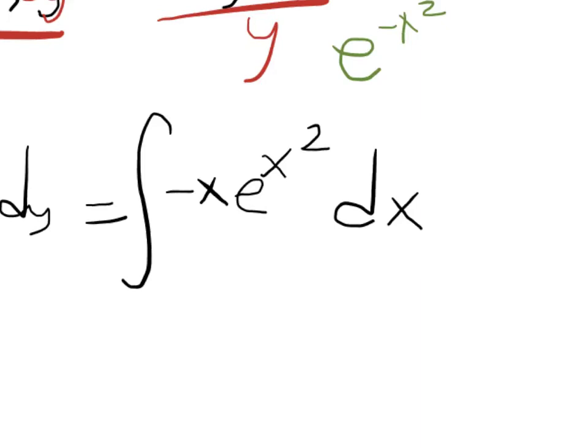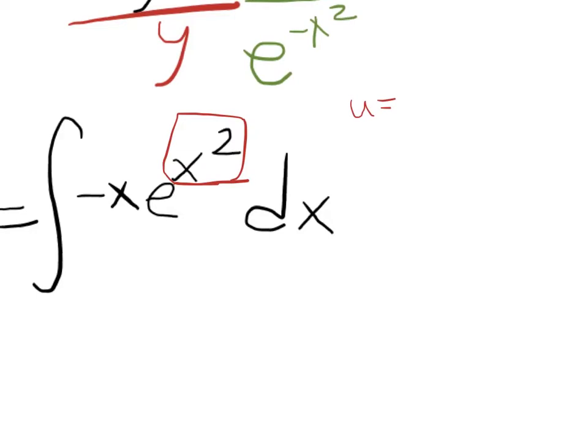Just e. We see e, and it's e to the something that's not x. So what process do we probably want to use? U substitution. So pick a u. U is whatever's in the e, so u equals x squared. In that case, du would be what?